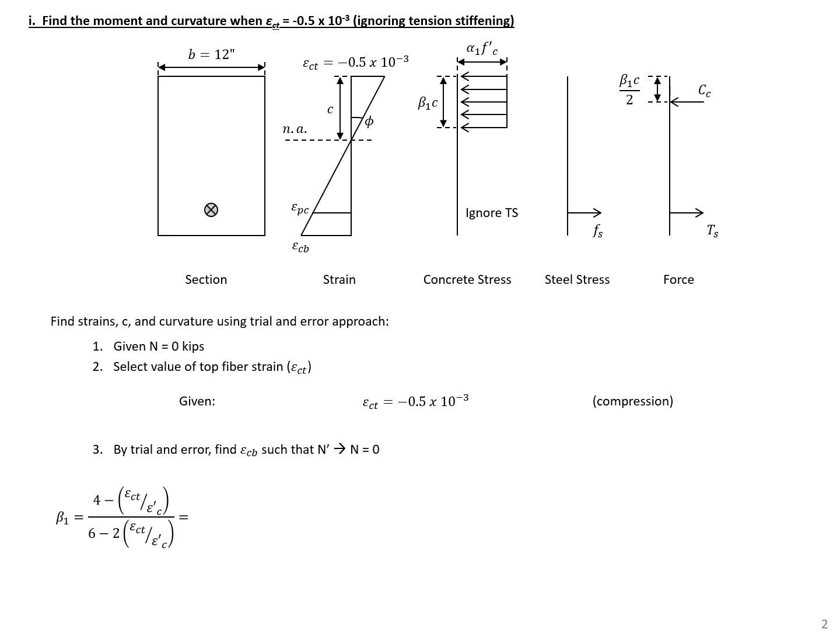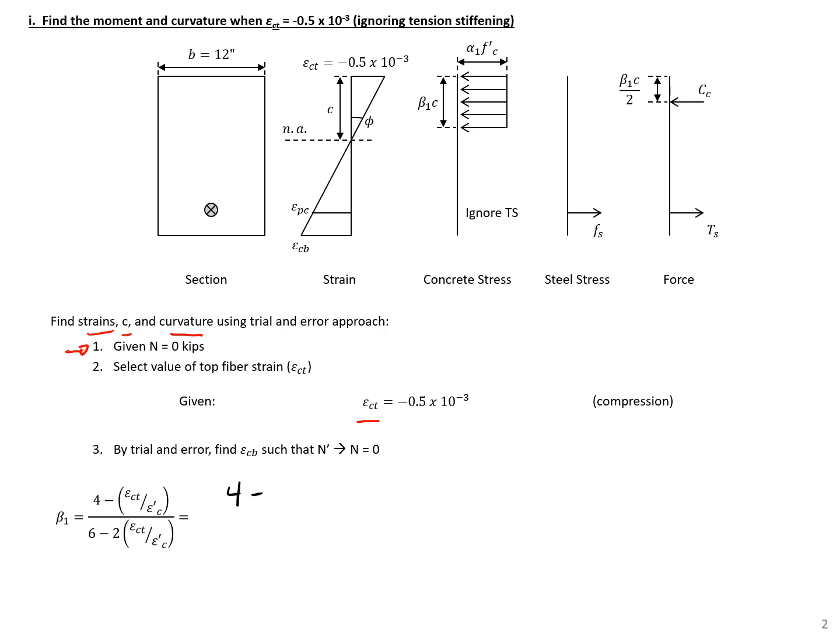Now we're going to find our strains, our C, the depth of our neutral axis, and our curvature using a trial and error. We start by looking at what axial load we have applied. We have no axial load applied here, so our N is going to be equal to 0. Next, we would have to assume a top fiber strain in our concrete, and in this example, we're given this value.